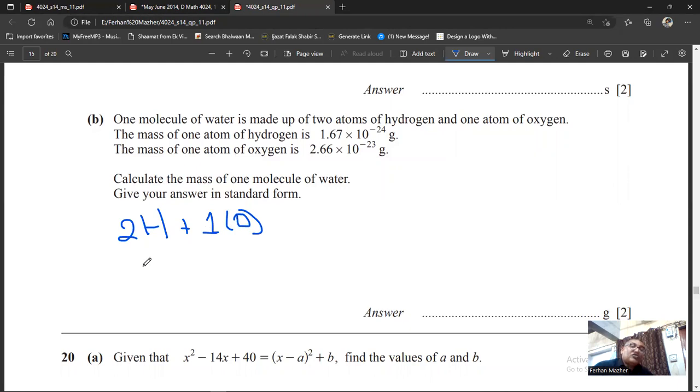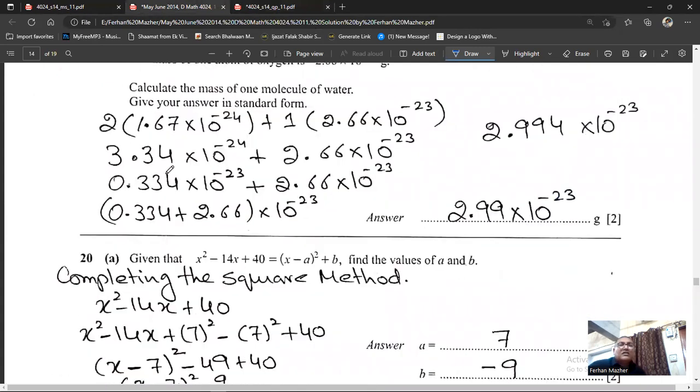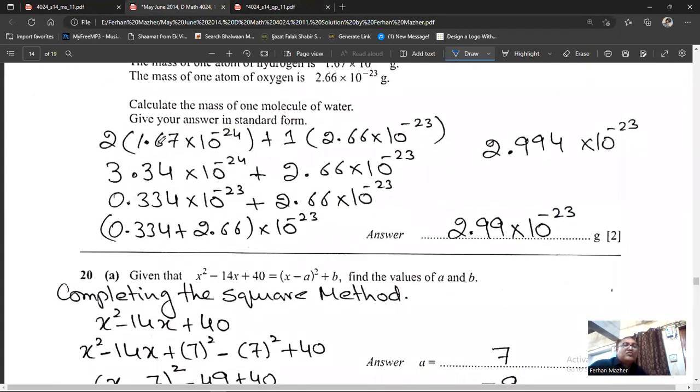Okay, so 2 multiply 1.67 expo minus 24 plus 2.66 expo minus 23, and we have to find out their sum. Simple, straightforward question. 2 into 1.67 expo minus 24 will be 3.34 expo minus 24 plus 2.66 expo minus 23. These powers are not the same. So I will move this decimal one step that way, and the power will be added here. So it will become minus 23. So you have 0.334 expo minus 23 plus 2.66 expo minus 23.